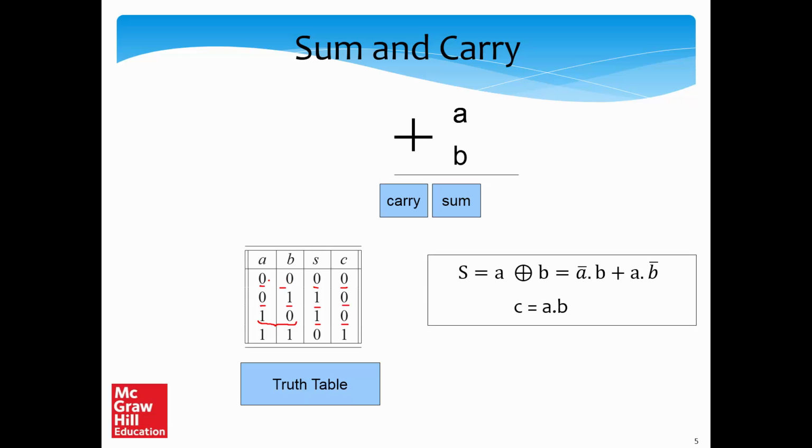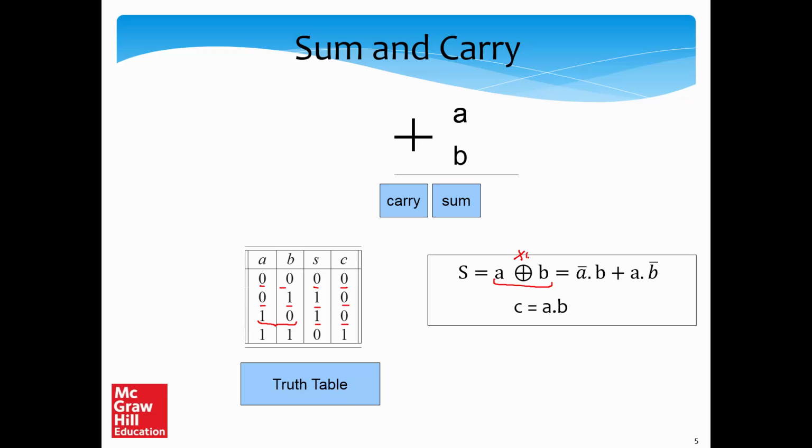Basically, if 0 and 0, the XOR of them is 0. 0 and 1, the exclusive OR is 1. 1 and 0 is 1. And if 1 and 1, it's 0. So we can say that this is this function. So go back to chapter 2 again for an explanation of this.